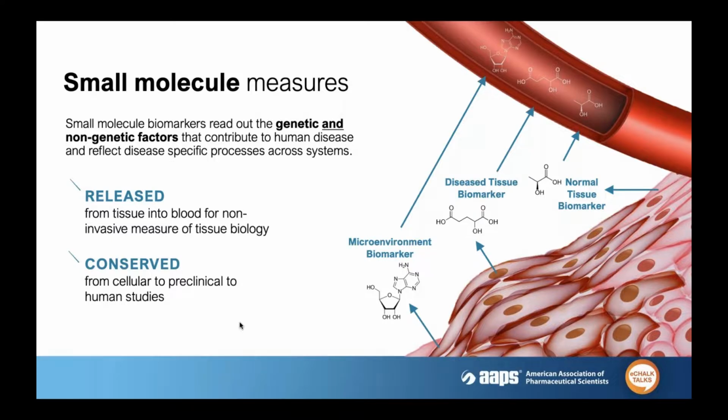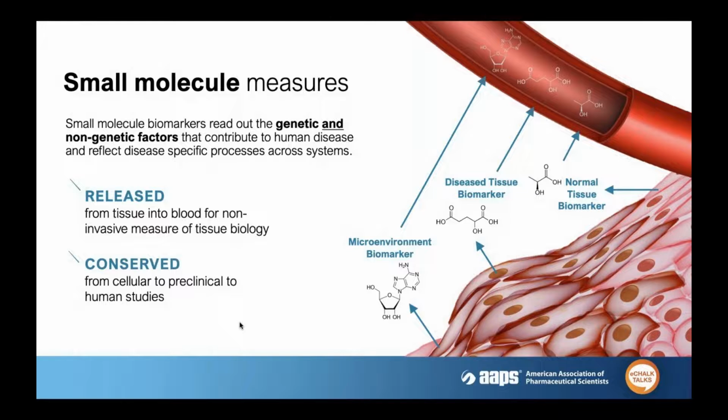Now, what this allows us to do is to massively assay these molecules in the circulation, and in doing so, understand what exactly is occurring at the level of the tissue. Again, whether it be for the normal tissue, for diseased tissue, or even microenvironment tissue. And this is a very special property of these small molecule biomarkers, and we'll show you some examples of how we go about doing this in just a moment.